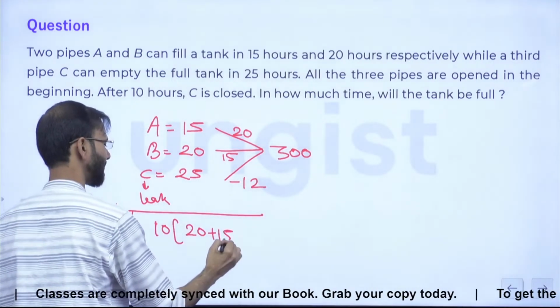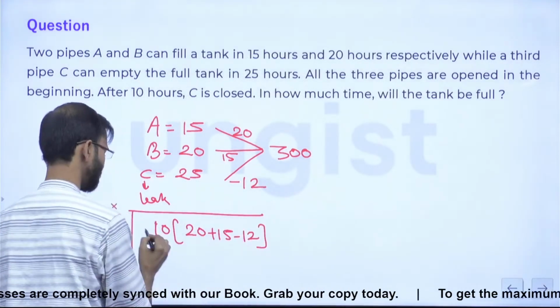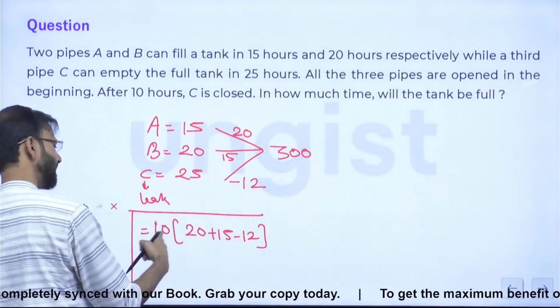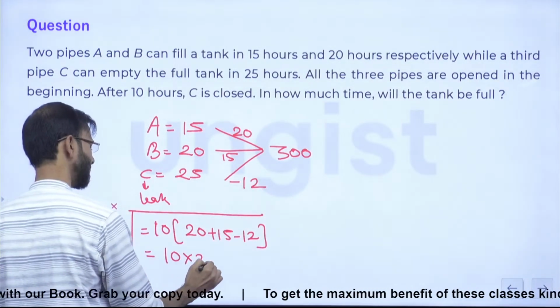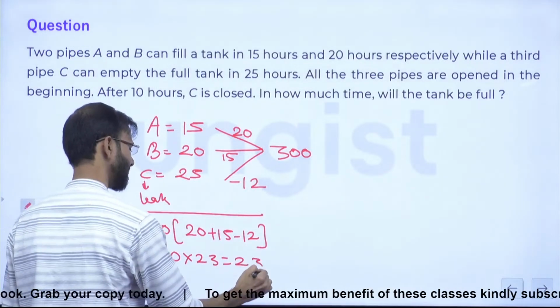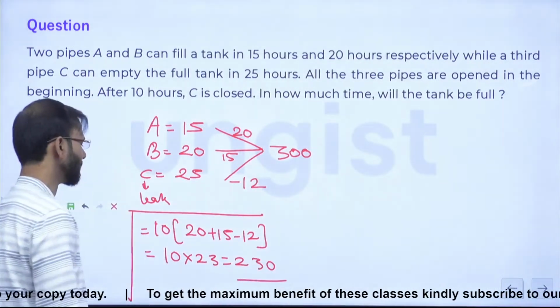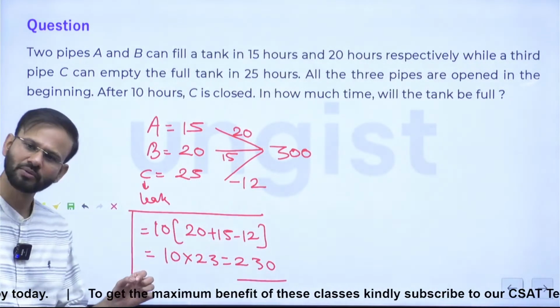20 plus 15 minus 12. This, right? So this is 10. 35 minus 12 is 23. So 10 into 23, this is 230 units. Correct, everyone? So in the first 10 hours, 230 units will be filled.